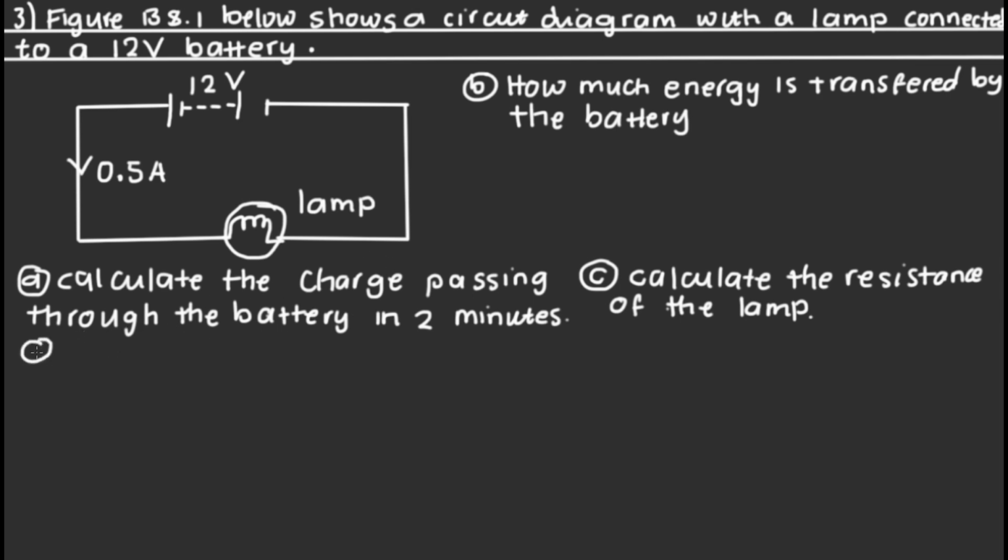That is capital letter Q. Then the formula is you get the current then you multiply by time. Now one condition here is make sure that time is given in seconds. Now what are we supposed to do? Since our time is given in minutes, we need to change into seconds. So 1 minute is equal to 60 seconds.